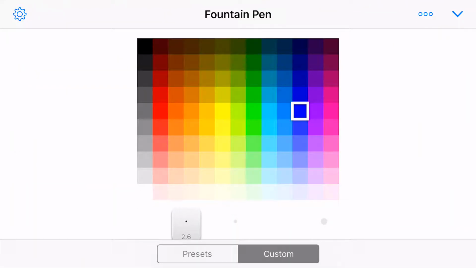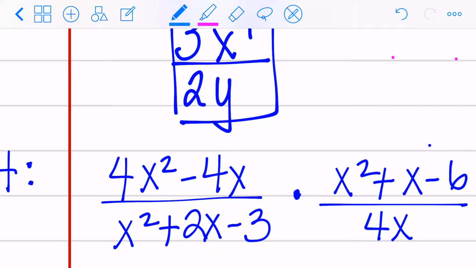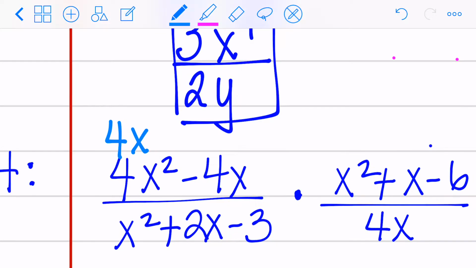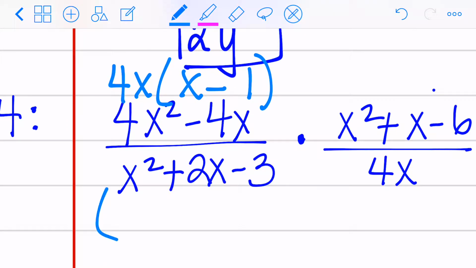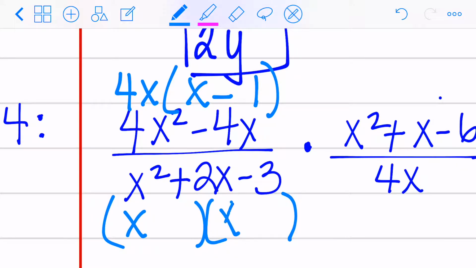So we're going to have to do a lot of factoring. So let's get started. In my first one, I see that I can factor out a 4 and I can factor out an x. So then I'm left with x minus 1. Okay, let's go to our denominator. What are factors of 3 that are going to subtract to give us 2? So hopefully you would say a positive 3 and a negative 1.